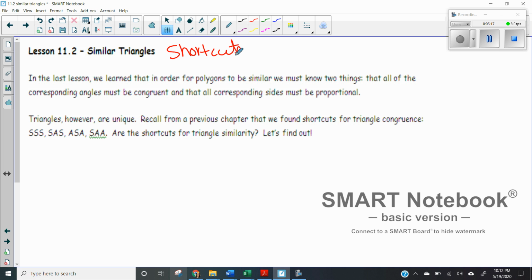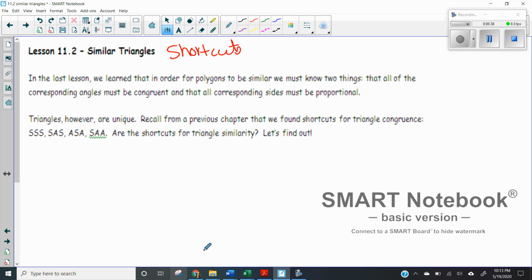If you remember, in the last lesson, we learned that in order for polygons to be similar, we must know two things. That all of the corresponding angles must be congruent and all of the corresponding sides must be proportional. Now, that meant we had to test all possible pairs, right? Think about that one where you had to set up 6 different ratios.